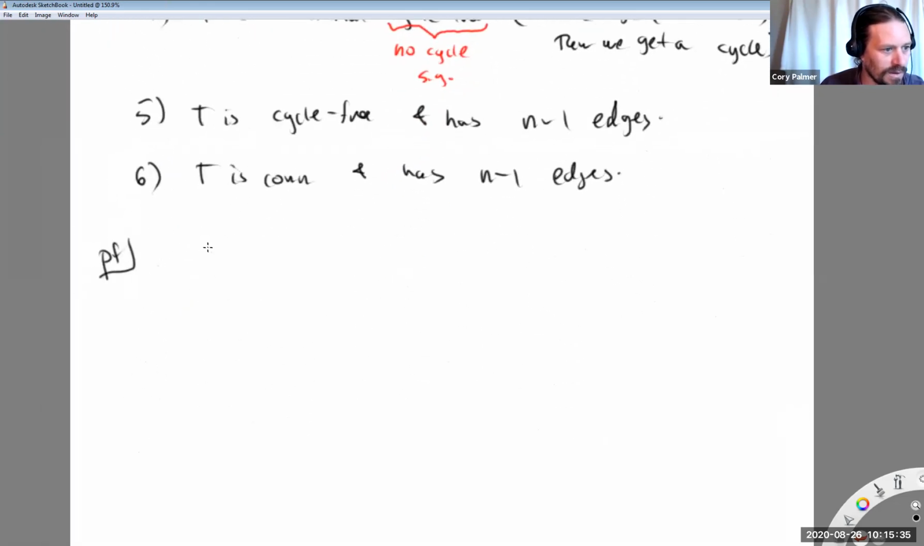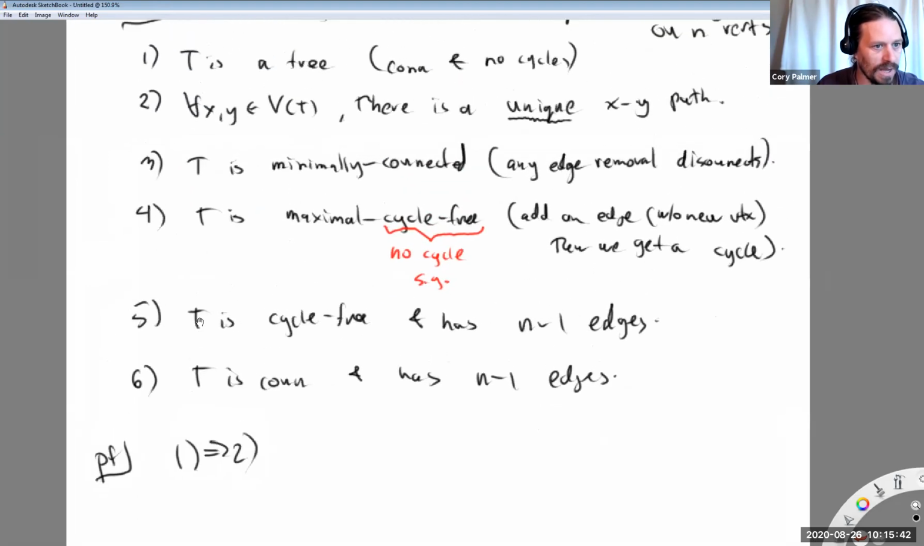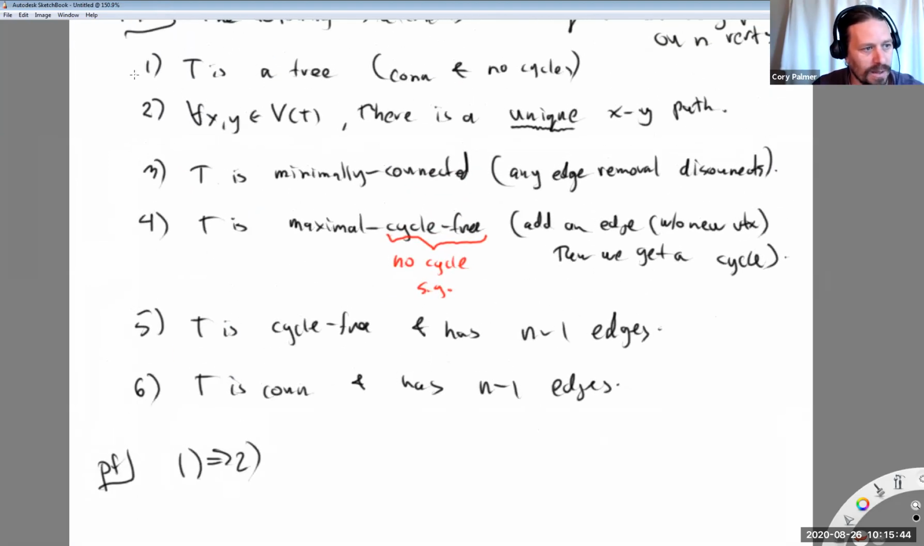So proof. Let's start off by showing 1 implies 2. Okay. So what's 1 and 2? We actually already talked about this proof a little bit, but 1 is that it's a tree. So we start with the fact T is a tree, so it's connected and has no cycle. Let's prove that there's a unique XY path for every pair of vertices, right? That's the goal here. Okay, so we want to show that there's a unique XY path.